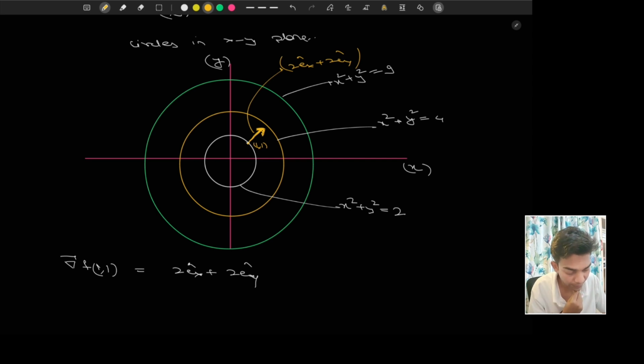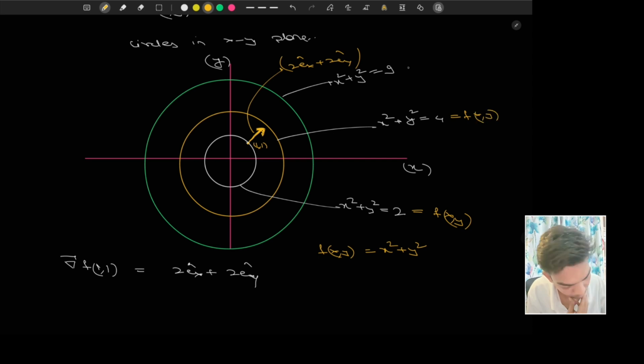These are the level curves of this function f of x, y. What it says is that along this entire white circle, the value of the function is 2. Along this one, the value of the function is 4, and along this circle, which is the green one, the value of the function is 9.